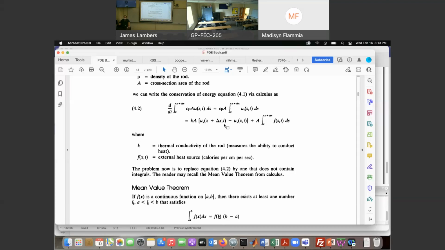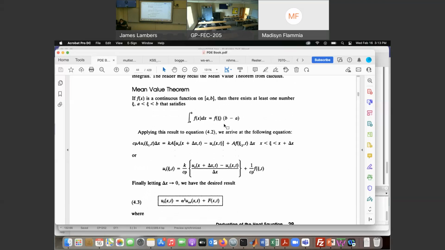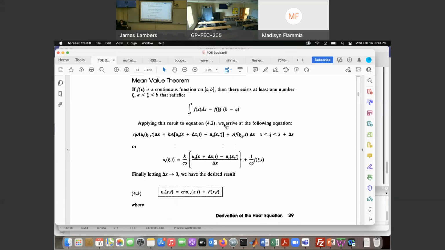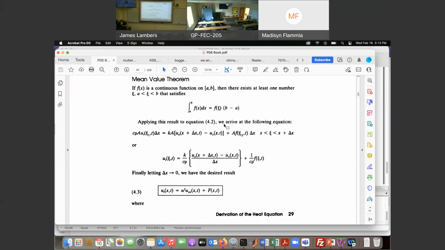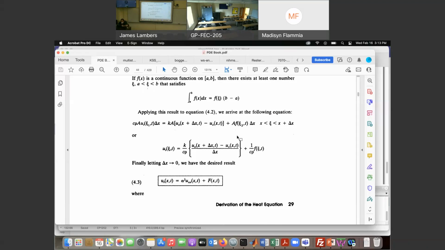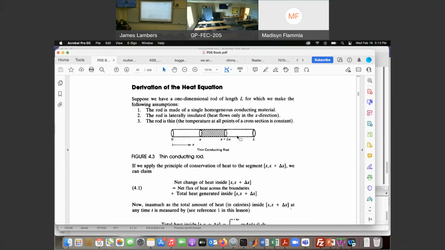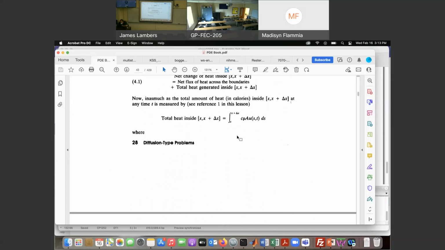So what was done? Actually, here the text used the mean value theorem, and then they used the definition of derivative. So where does k come from mathematically? I think we did talk about this, but from the book's perspective.